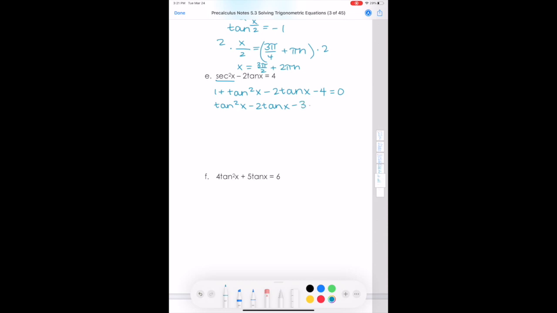And then I always change these over into just x squared minus 2x minus 3 because I think that is easier to factor. And then I'll switch it back to tangent once I get it factored. So tangent of x minus 3 times tangent of x plus 1 equals 0. Whoops, made a little mistake. Alright, and then I'm going to set those two factors equal to 0 and solve them.